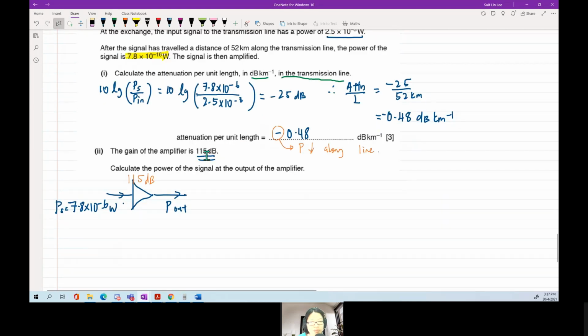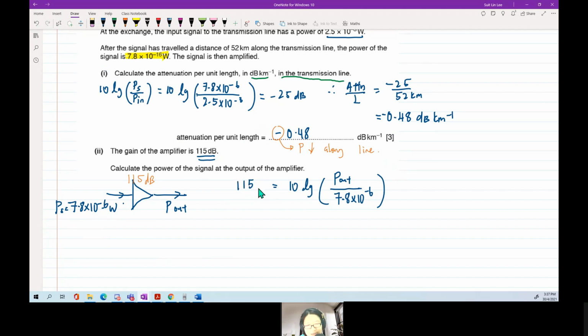So what I could do is I will do something like 115 positive is equal to 10 log. If it's positive, I'll take the big number, amplified already. Of course, the output is bigger. Divide by the small number, 7.8 times 10 to the power negative 6. So all this decibel thing is just a ratio of power, add a log, 10 log in front. Positive. Press calculator. Okay, how to press this one?